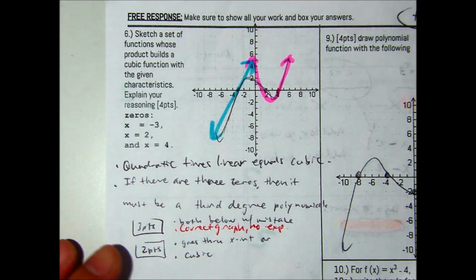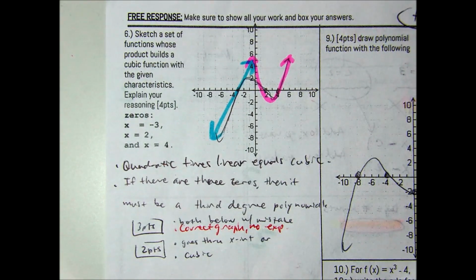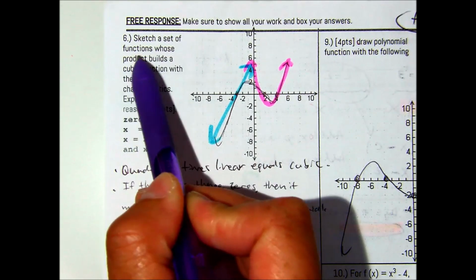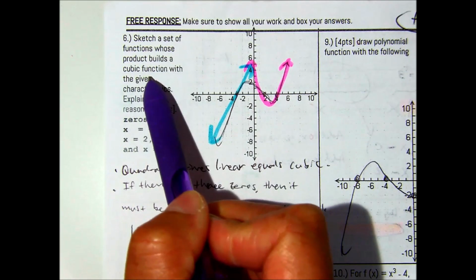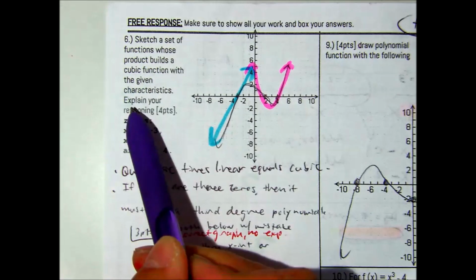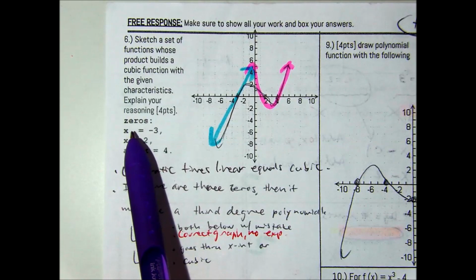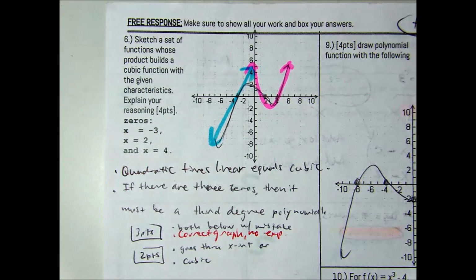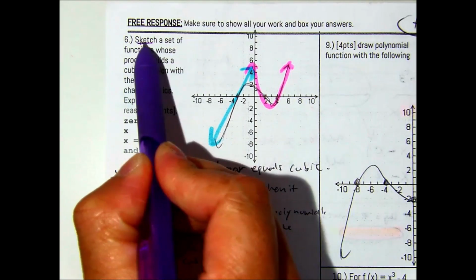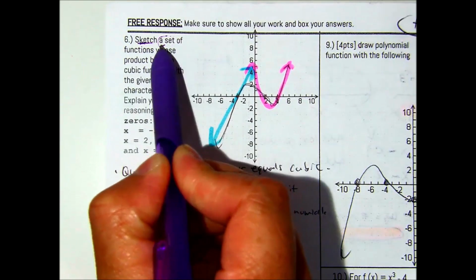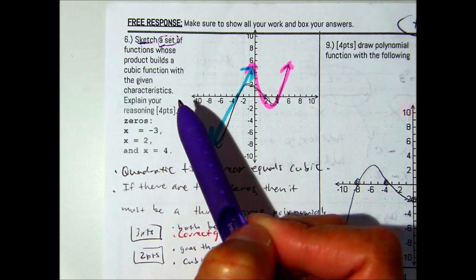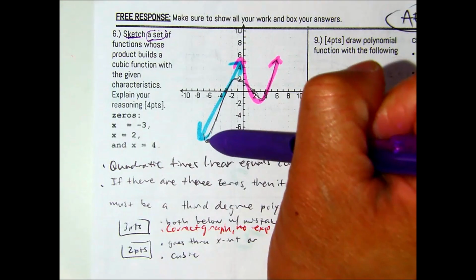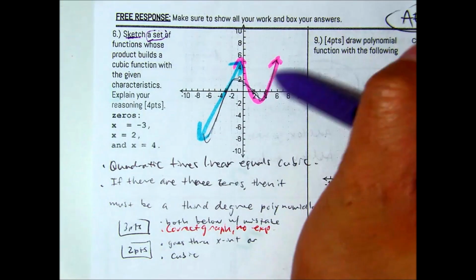Alright, this is the backside of versions A, E, and F. Question number 6. Sketch a set of functions whose product builds a cubic function with the given characteristics. Explain your reasoning. It gives me the zeros x equals -3, x equals 2, and x equals 4. So sketch means to draw. A set means multiple. Now, you may have been like me when I first did the problem and I looked at it and I was like, oh yeah, I just need to draw a cubic function.